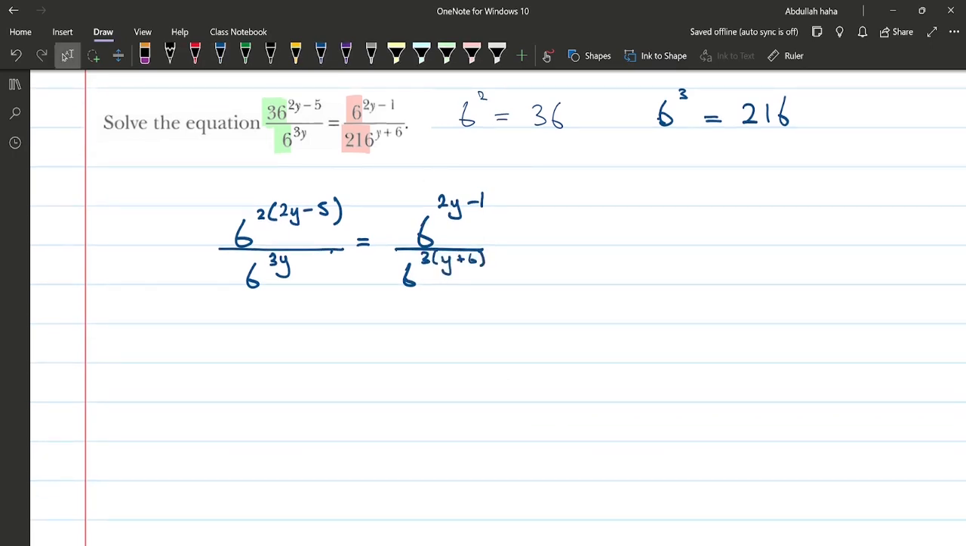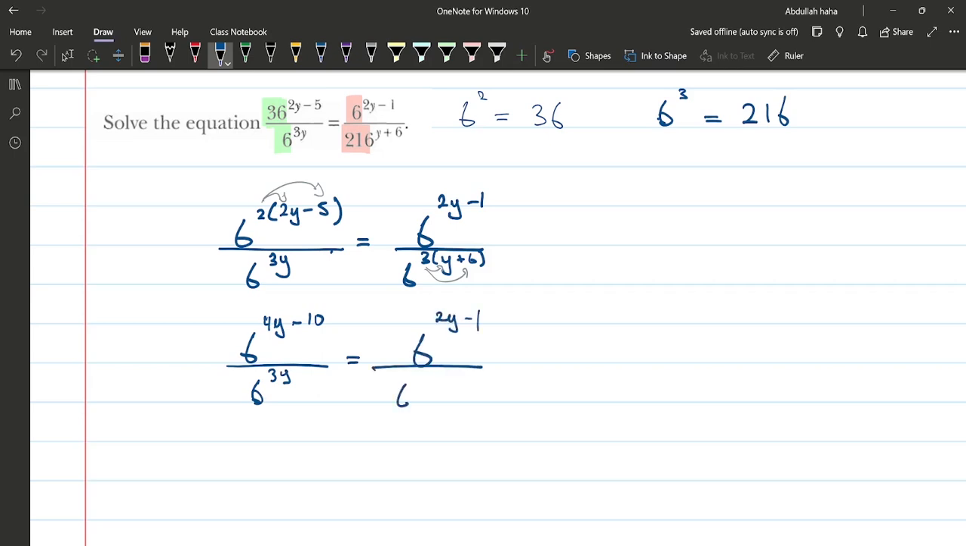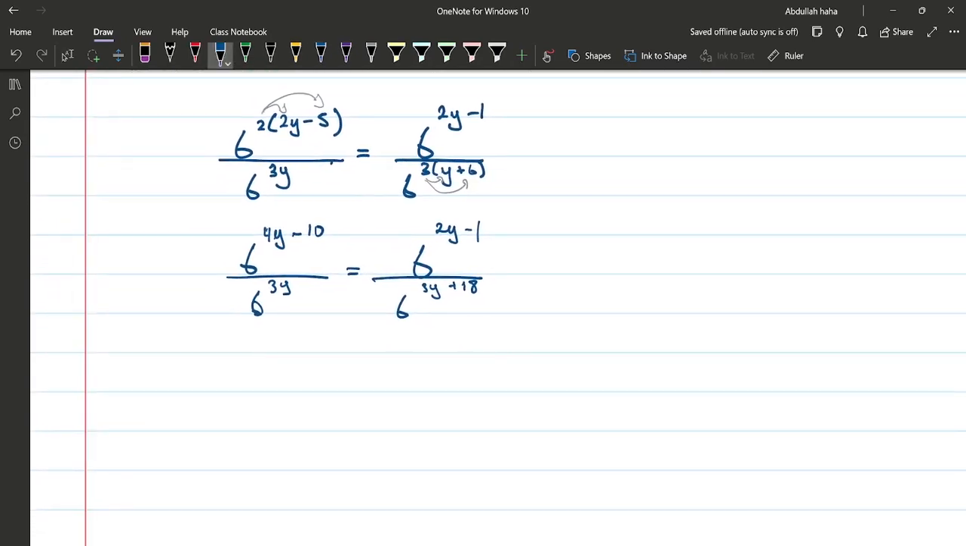Okay, so using the laws of indices, first of all, I can just distribute the powers over here so that it's a bit simpler to look at. 6 to the power 4y minus 10 over 6 to the power 3y is equal to 6 to the power 2y minus 1 over 6 to the power 3y plus 18. Okay, next I just have to simplify this further by saying 6 to the power 4y minus 10 minus 3y equals 6 to the power 2y minus 1 minus 3y plus 18.